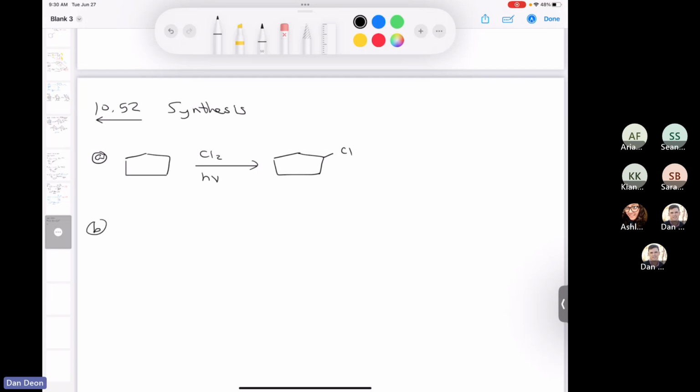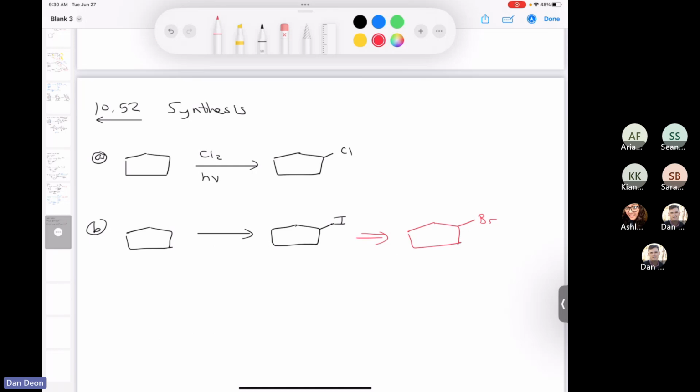Now, we have not learned a way to install an iodine directly, right? We don't have any way to do that, but we know that we could make this compound if we had, let's say, the alkyl bromide. We could take this compound and then treat it with sodium iodide and just do an SN2 with it, because iodide is a good nucleophile, weak base, and it's highly polarizable, so it's a great nucleophile.